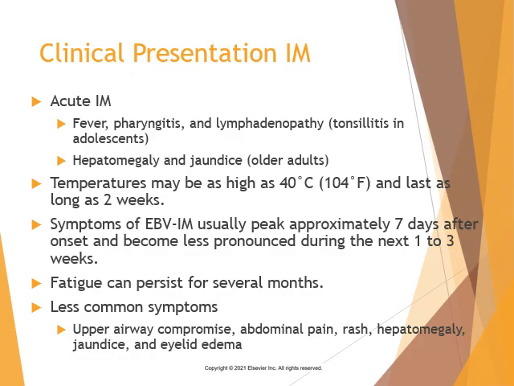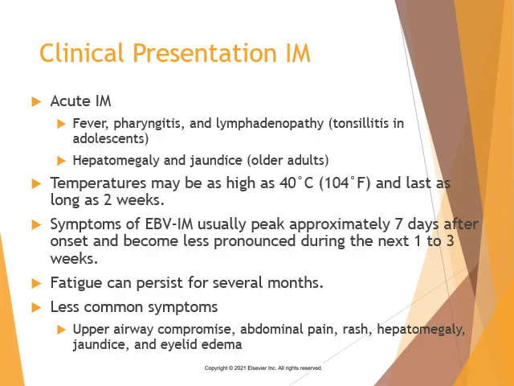During an acute phase, you'll see fever, pharyngitis, lymphadenopathy, and tonsillitis in adolescents. In older adults, you'll see enlarged livers, hepatomegaly, and jaundice. Temperatures can be as high as 104 degrees and last as long as 2 weeks. Typically, the symptoms will peak about 7 days after they've started and become less pronounced during the next 1 to 3 weeks. That fatigue that accompanies mono can actually persist for several months.